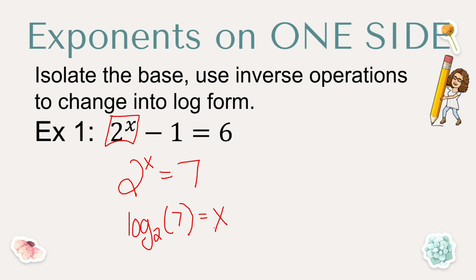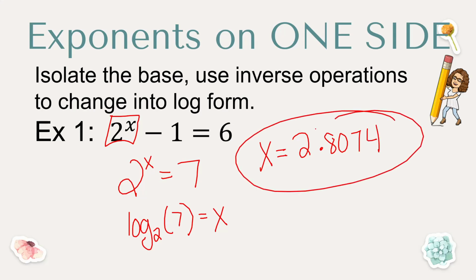Of 7. And if you are using a scientific calculator, you're going to want to use the change of base formula, which would be log of 7 divided by log of 2. No matter how you do this, you will get x's answer, and I'm going to round to 4 decimal places to be kind of exact. So 2.8074 for an answer there.